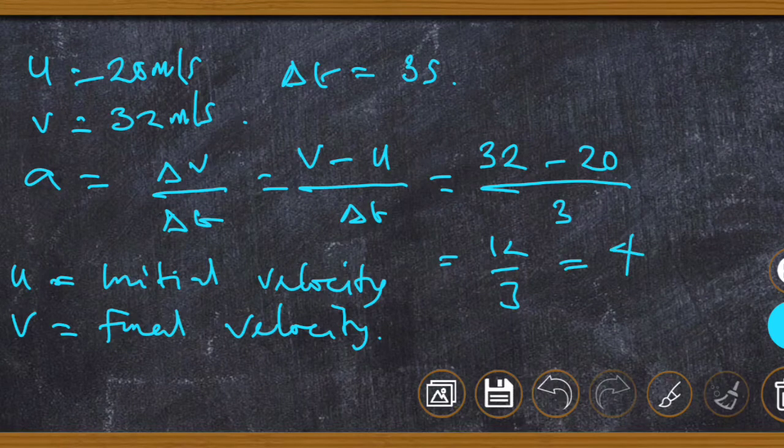Now the unit of acceleration is meter per second square. That is the unit of acceleration. So the acceleration of the body is equal to 4 meters per second square.